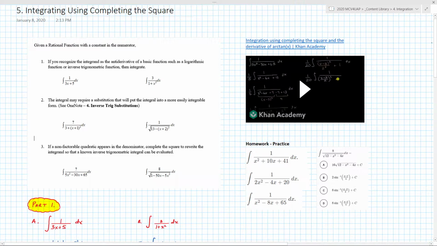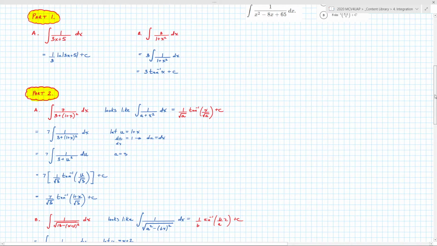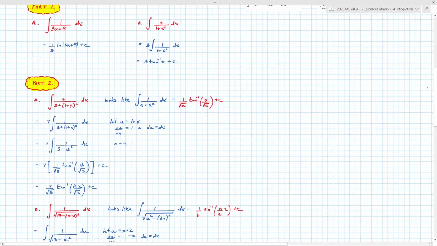Now, you can also have a rational function with a constant in the numerator where, so this is part 2 now, the integral may require a substitution that will put the integral into something that's more easily integrable. So, this is referring to 2 lessons ago when we did inverse trig substitutions. And so I'll take you through those 2 integrals. Okay, so again, we have a constant in the numerator. But now, we can't just integrate using a simple formula from our sheet. We need to use some kind of substitution.